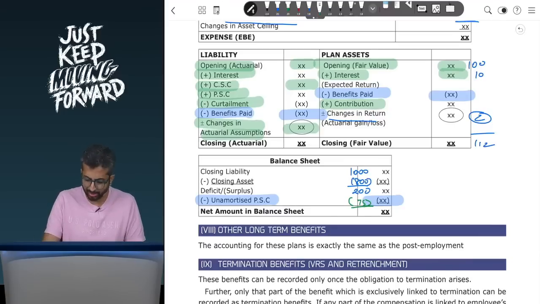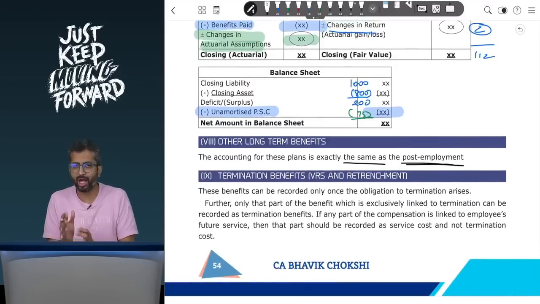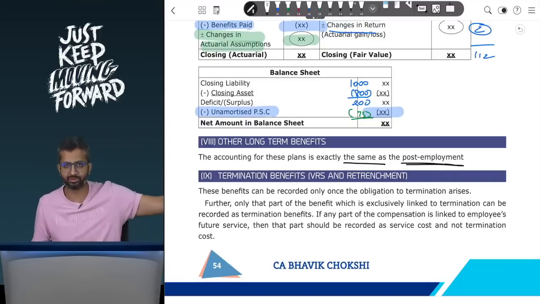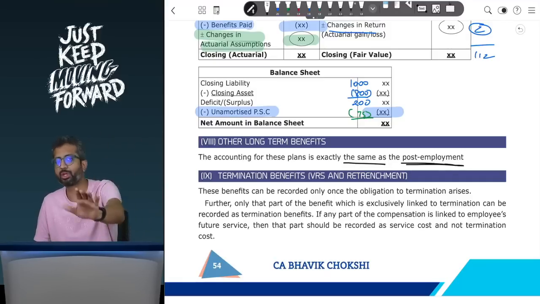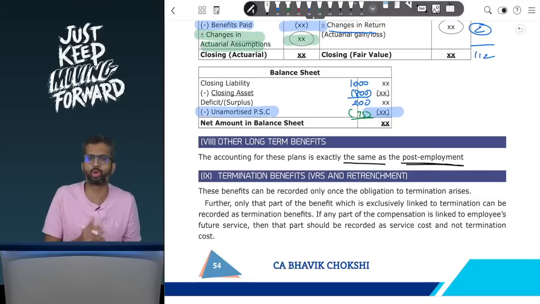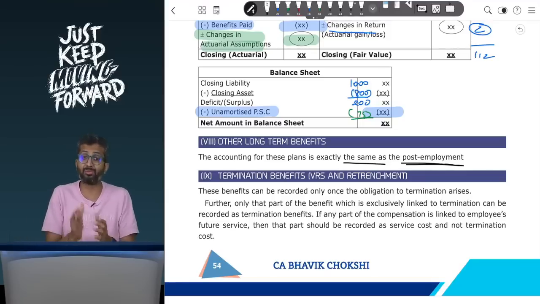Other long-term benefits, the accounting is going to be exactly the same as the post-employment plan, and termination benefits you will record as and when the obligation to terminate arises. Remember, for something like VRS, the moment you announce the VRS scheme and employees accept, that is when you create a provision for termination benefits, and only take the benefits which are attributable to termination. If there is a benefit which is linked to service, that is not taken as a part of termination benefits. If it is linked to termination, that is when you will take it.